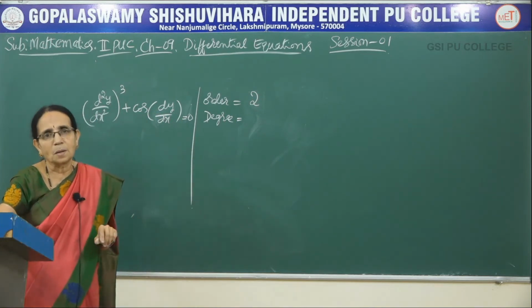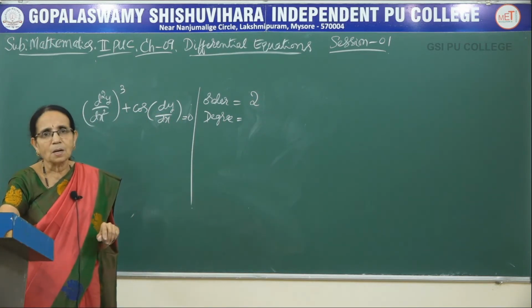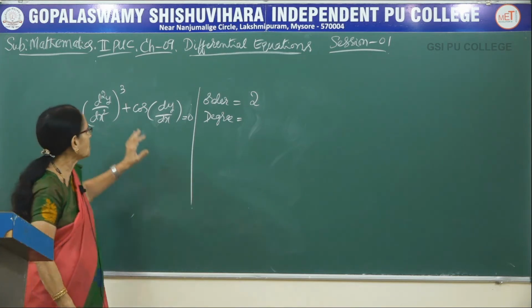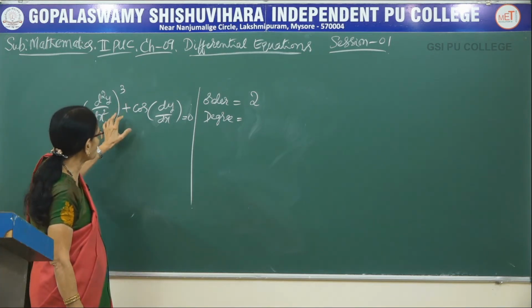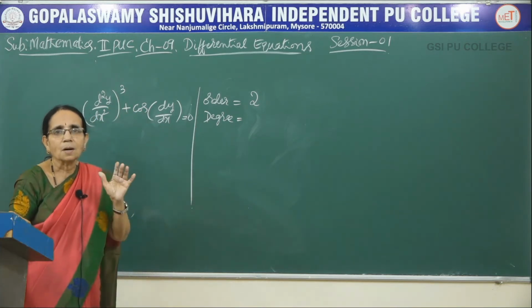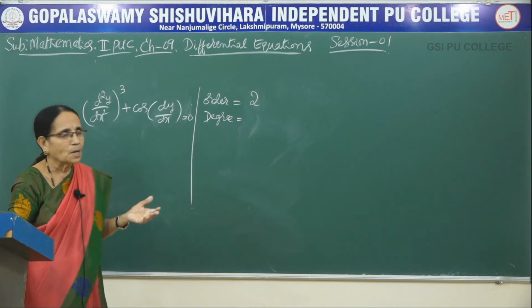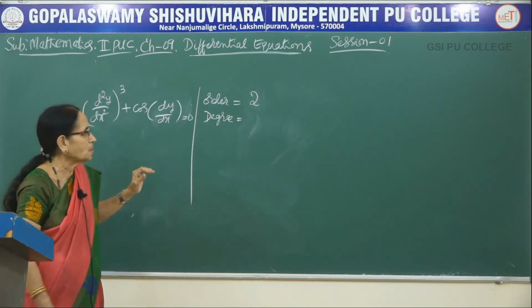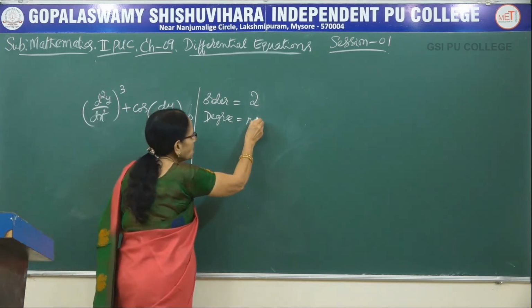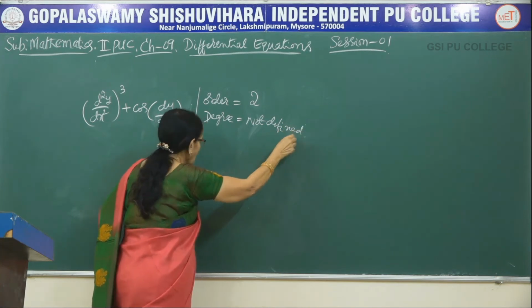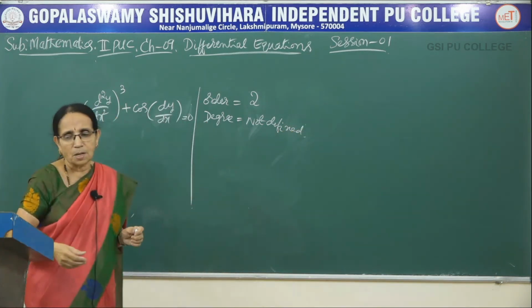Now come to the degree part here. For the degree we have to see whether it is a polynomial or not. We have (d²y/dx²)³ here, and look at the second term: it is cos(dy/dx). So naturally it cannot be considered as a polynomial in the derivative. Therefore, what do you write for degree here? The degree is not defined.